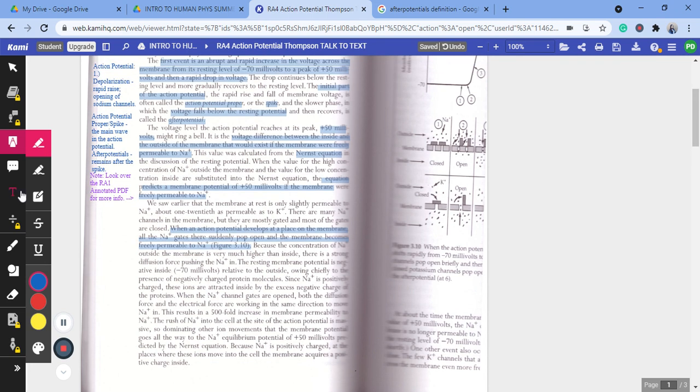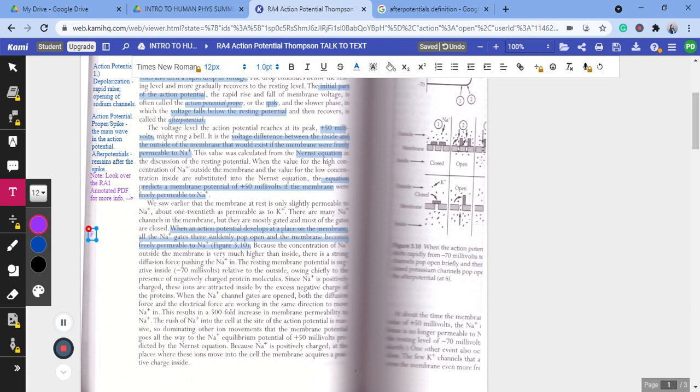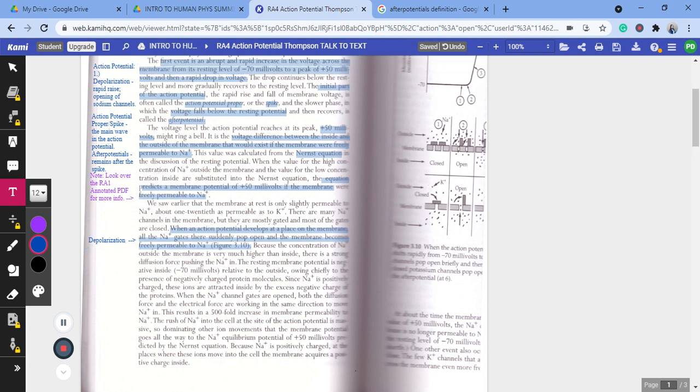So this phase is what we call depolarization. Basically, as mentioned before, all of the sodium channels open. Because the concentration of sodium outside the membrane is very much higher than the inside, there's a strong diffusion force pushing the sodium in.